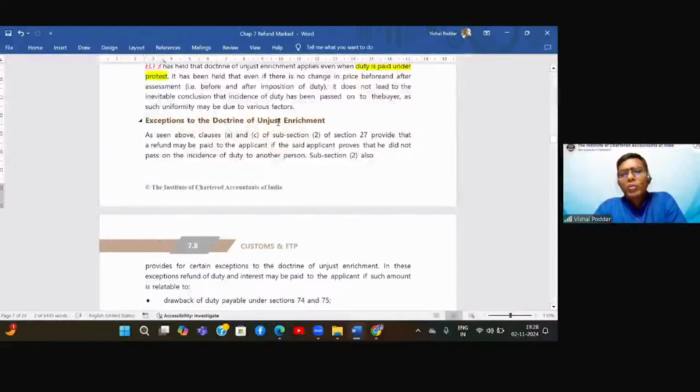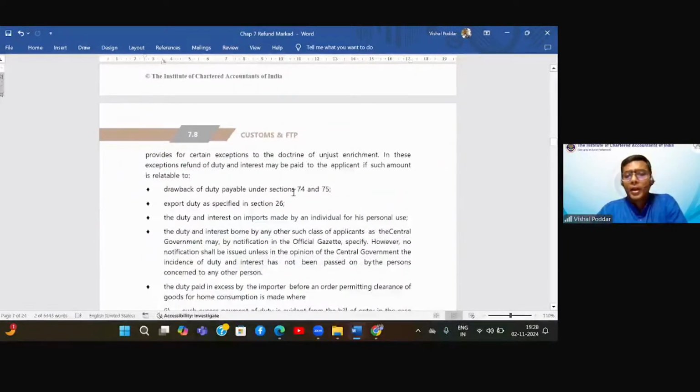Then comes the exception to the doctrine of unjust enrichment. As we know, exception means where this doctrine will not apply. In simple words, where you will be given the refund and it will not be transferred to the consumer welfare fund. Now, these are the cases which we already discussed above.